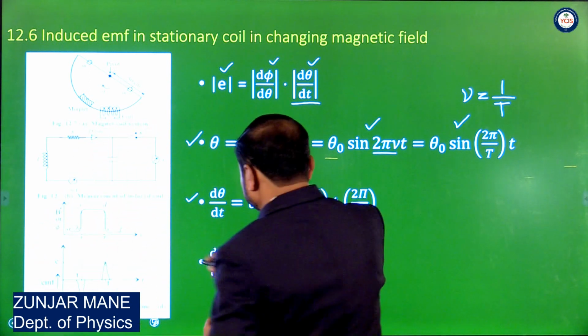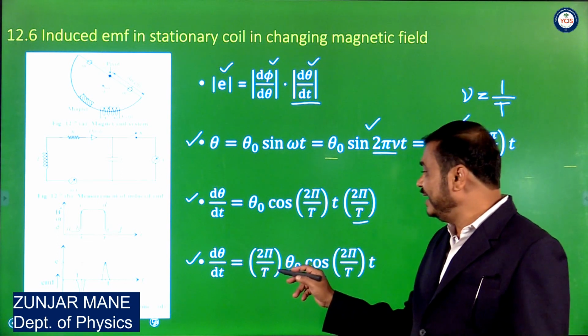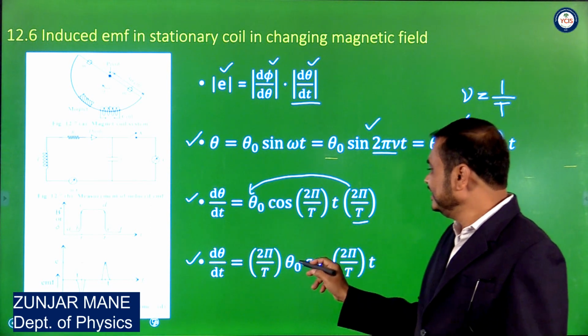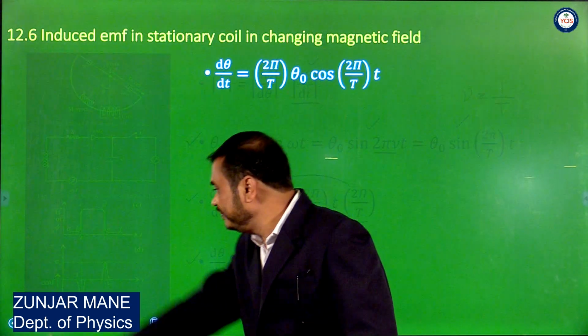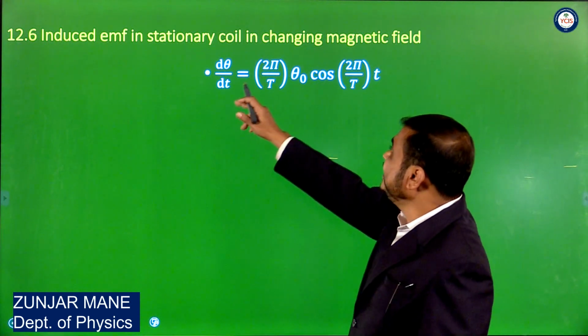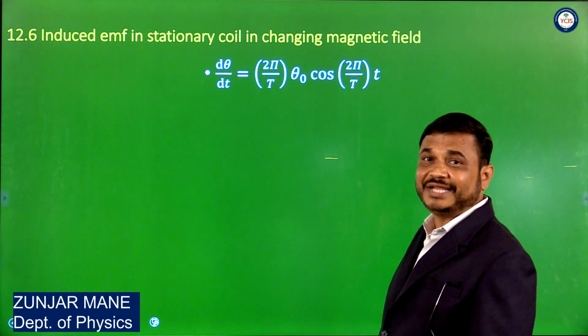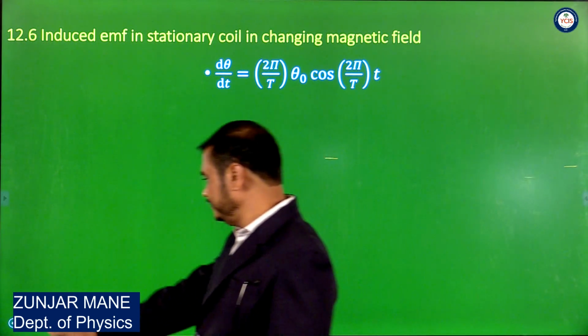Now rearranging the terms, we have dθ/dt equal to 2π upon T. This is a constant, take it towards the left side, θ0 cos 2πt upon T. So we have dθ/dt is equal to 2π upon T θ0 cos (2π/T) t.